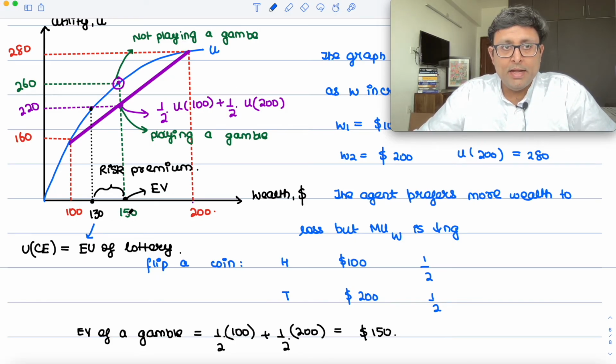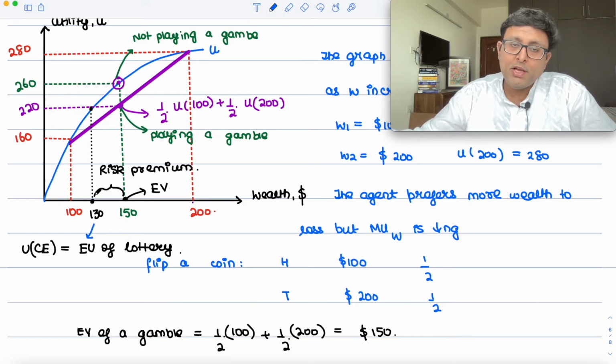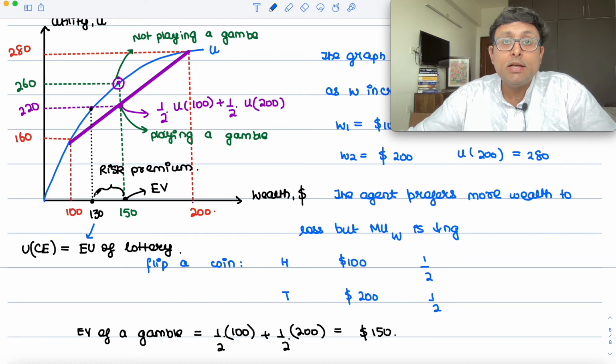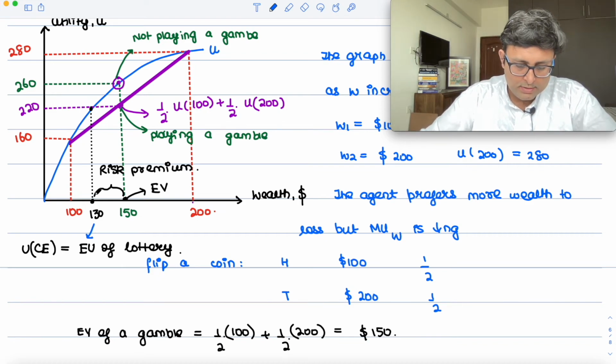So if I play the gamble, I'm getting the same utility here. And this is what my certainty equivalence amount is. So you give me rather 130, I will not play the gamble, right? So at 150, I have to play, but you give me 130, doesn't matter. I'm ready to pay you $20 so that I do not have to play the gamble. That is it. So these are the characteristics of the risk averse individual.